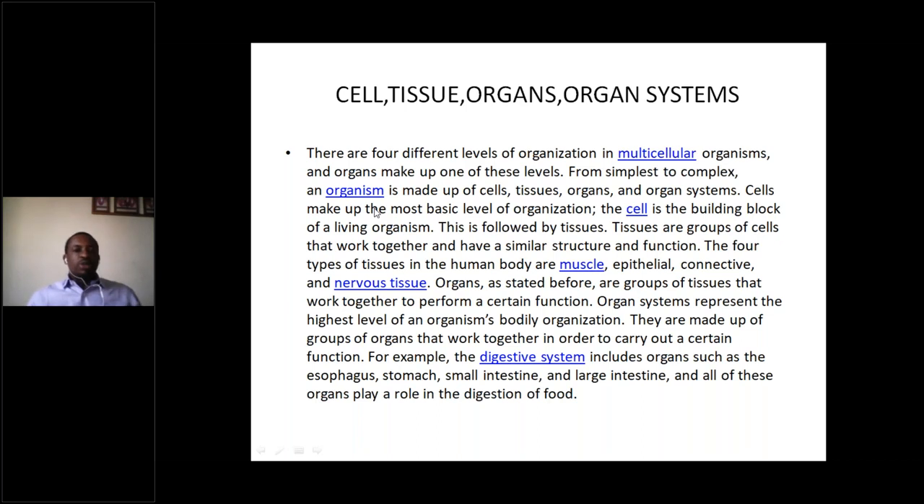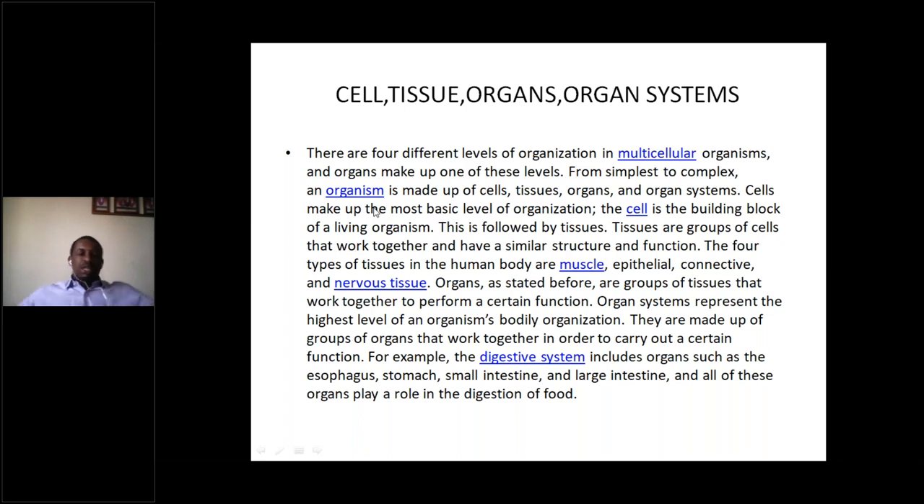So cells make up the most basic level of organization in the body, the cells. Okay, so there are different types of cells, and some cells are specialized, some are not specialized, some are simple, some are complex. The cell is the building block of a living organism. It is the minutest functional unit of a living organism.